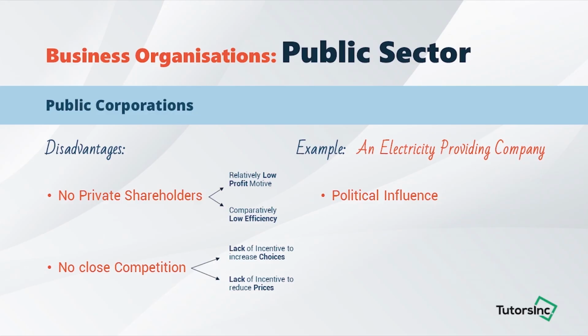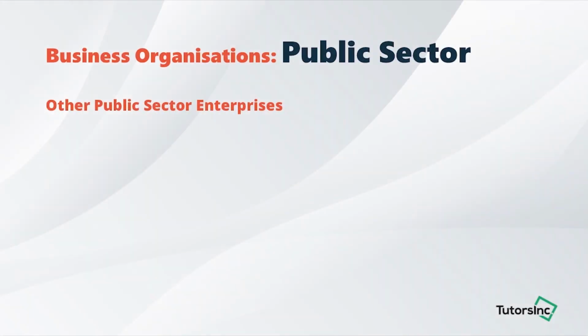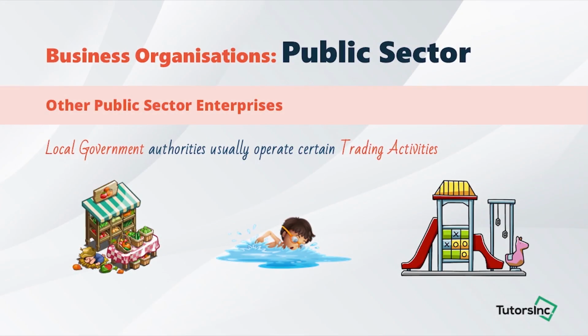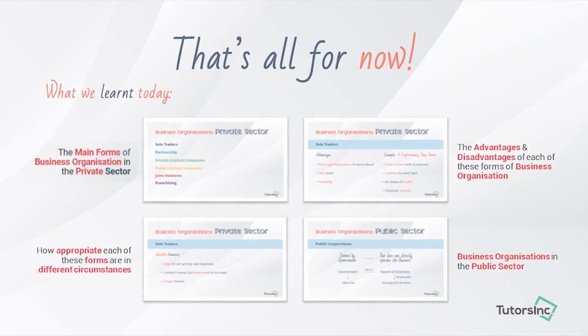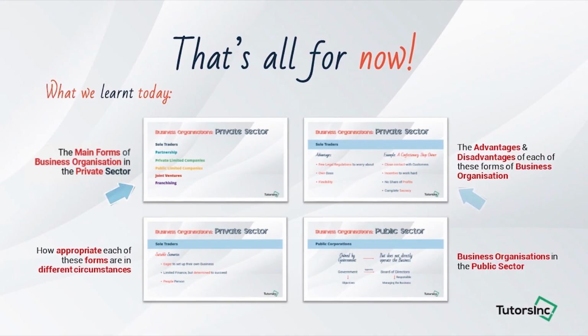After public corporations, we have other public sector enterprises. They are local government authorities operating certain trading activities like providing street markets, swimming pools, and playgrounds. And with this, we mark the end of chapter 4. Let us take a look at what we have learned today. We have learned the main forms of business organizations in the private sector, the advantages and disadvantages of each of these forms of business organization, how appropriate each of these forms are in different circumstances, and business organizations in the public sector.